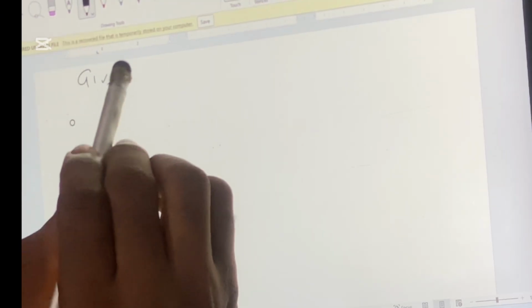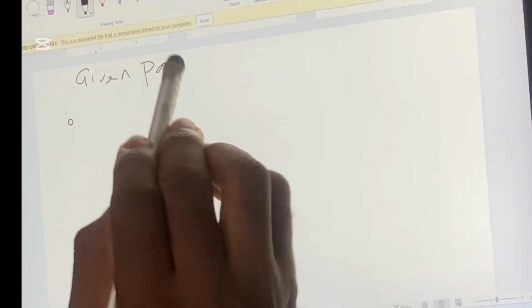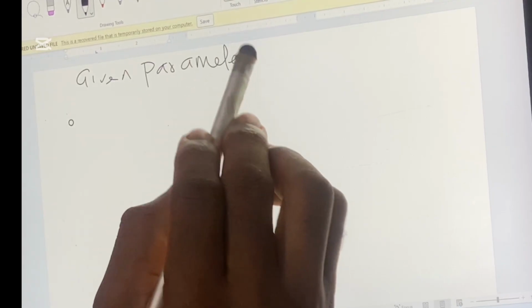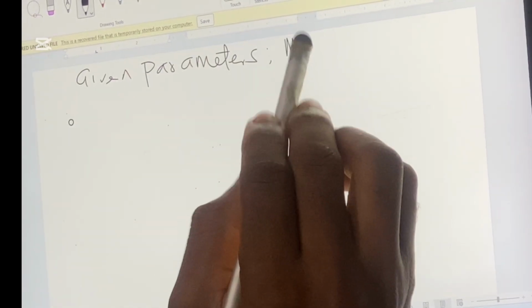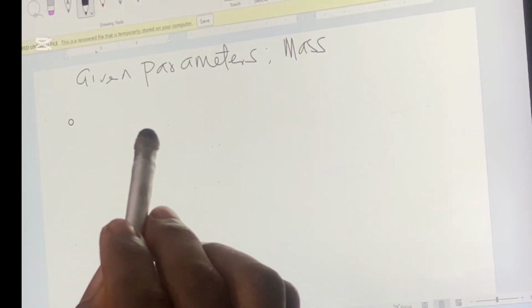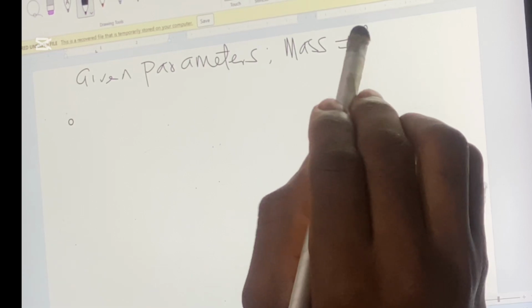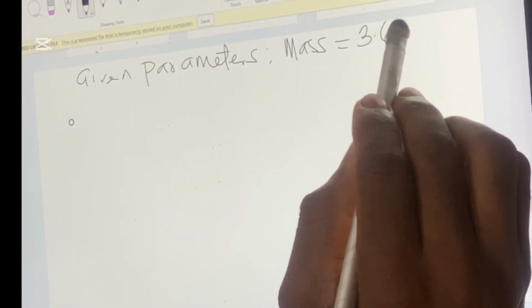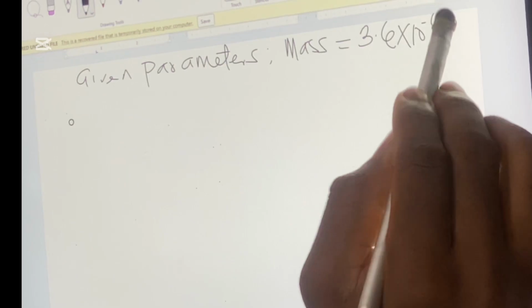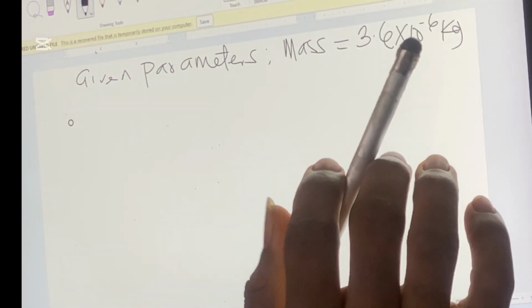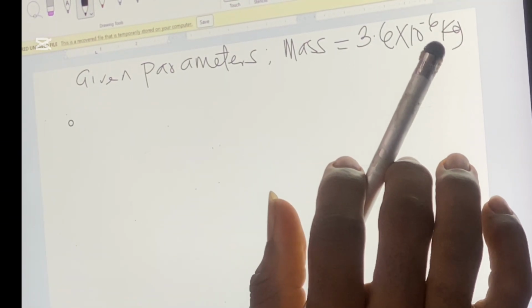Okay, let's list out the given parameters. Given parameters, we have mass, and the mass here is 3.6 times 10 to the power minus 6 kg. There's no need for us to convert here. Please take note, it's kg, not in gram.